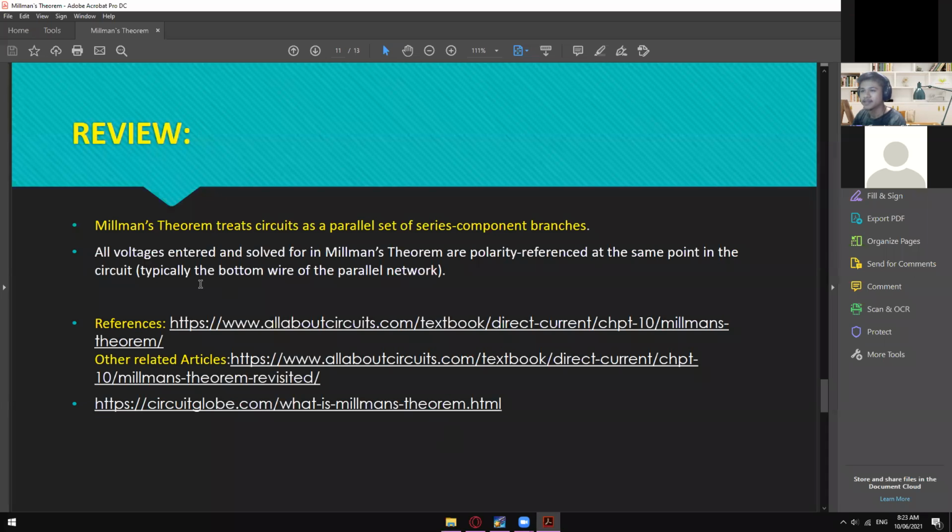Okay. And then here's the review. So Millman's theorem treats a circuit as a parallel set of series component branches. Okay.